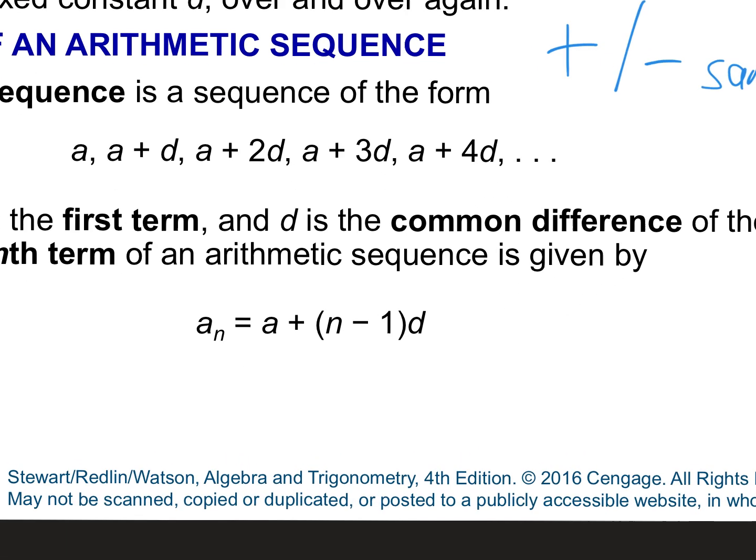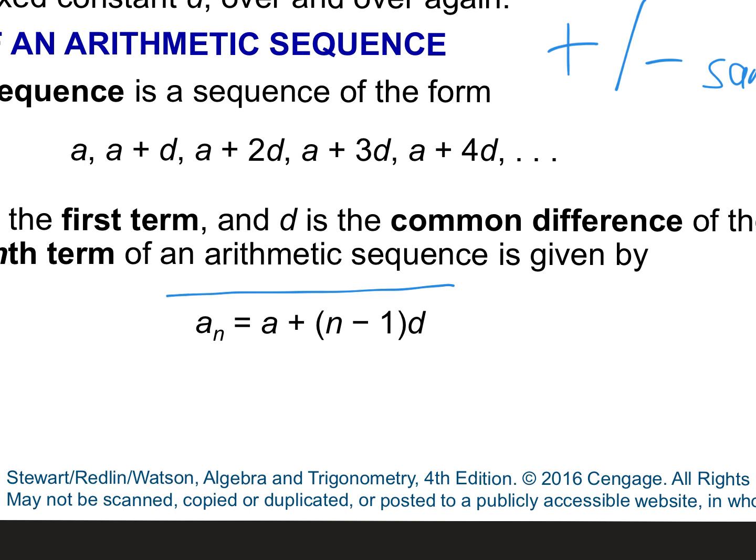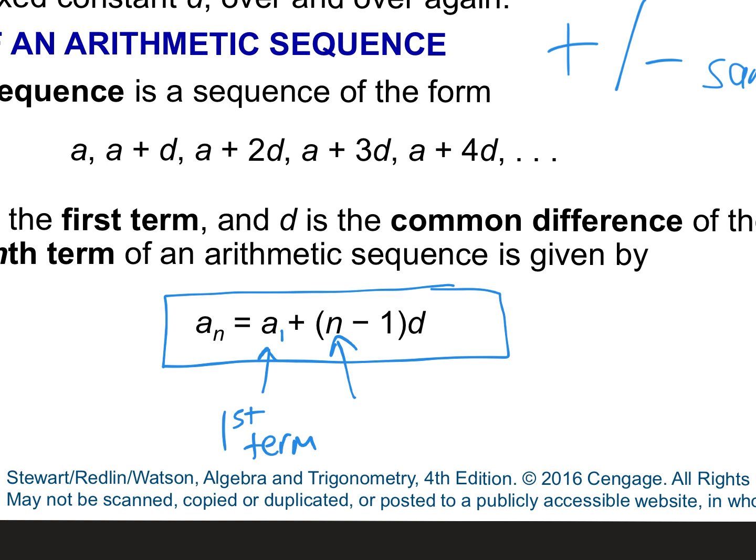Here is the formula to find the rule for an arithmetic sequence. A sub n means whatever number you're looking for, the 9th term, the 12th term, it's the nth term. You need the first term of the sequence. So this is the first term. Whatever the sequence is, you'll see the first term. Then n is the term number you're looking for. And then d is your common difference. It's what's being added or subtracted every time.